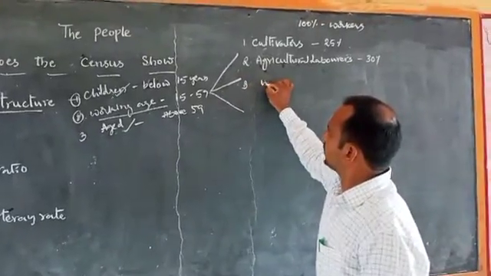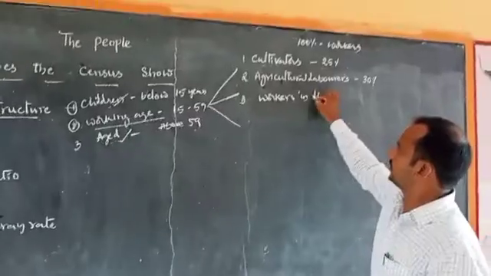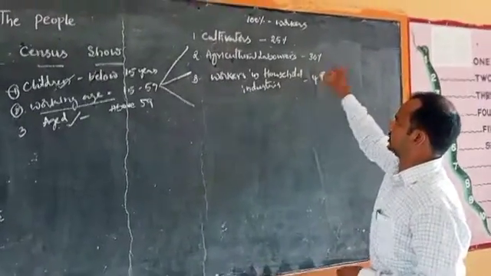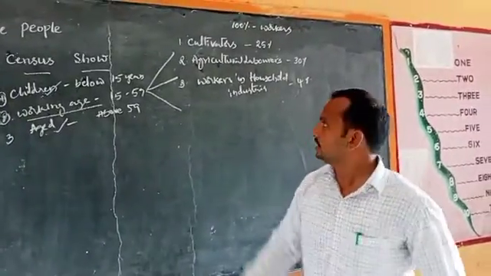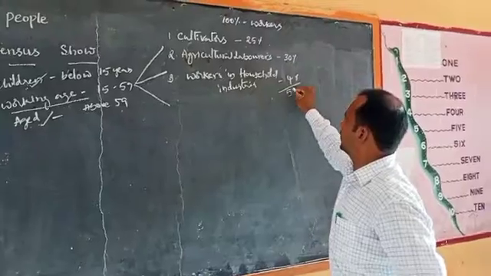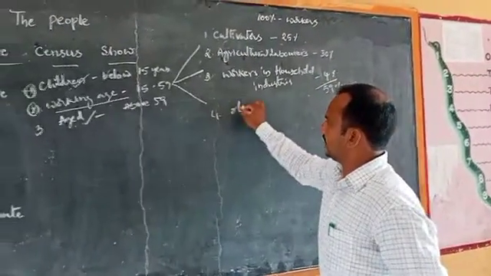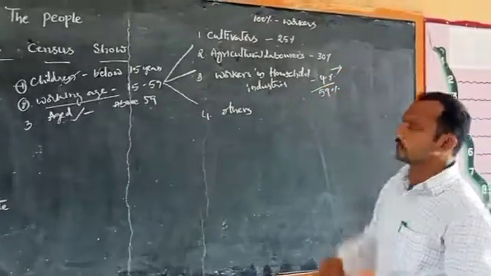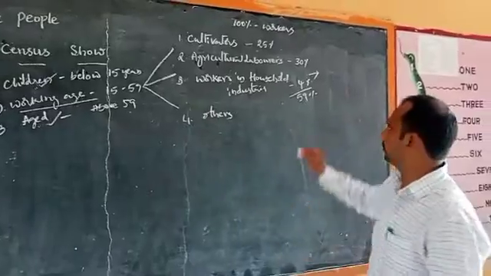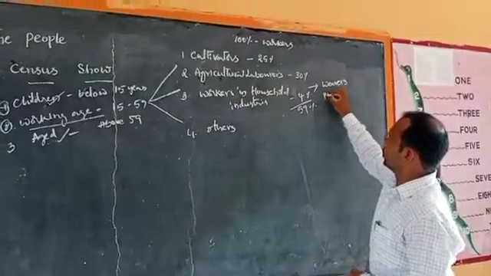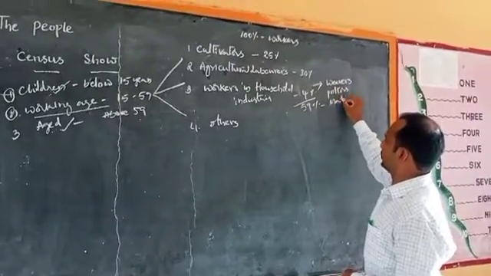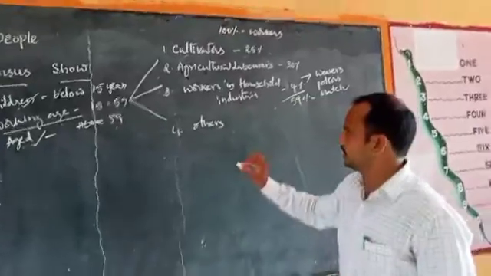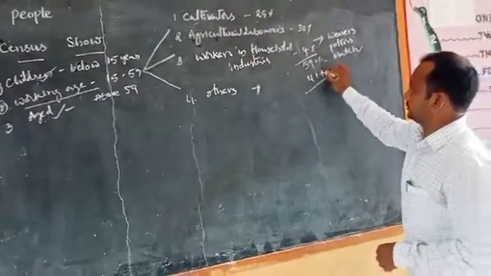The third one is workers in household industries. Their percentage is just 4%. These three together, 25 plus 30 plus 4, make 59%. And the fourth category is others. Workers in household industries means the workers who are working in small scale manufacturing units, household industries. For example, weavers, potters, the workers working in matchbox factories. These come under the workers in household industries, like making of agarbattis. And others are the remaining 41%, total 100.